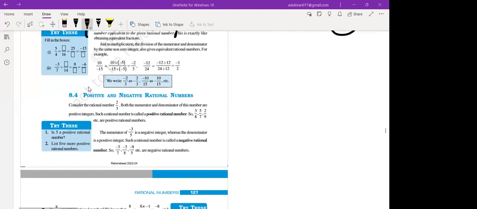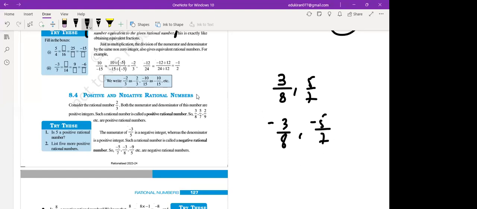The next term is positive and negative rational numbers. Positive are, for example, 3 upon 8, 5 upon 7. All these are positive rational numbers. And coming to negative, minus 3 upon 8, negative 5 upon 7. All these are negative. So you will put the heading positive and negative. You will write examples of positive are this, examples of negative are this. Fine?